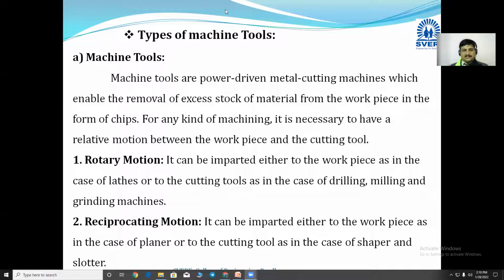Okay. Means you have understood the definition of the machine tool. Machine tool is nothing but a power driven metal cutting machine which is used to remove the excess material from the workpiece in the form of small chips. त्याचे जे तुकडे असतात ते काय पडतात? असे छोटे छोटे तुकडे पडतात. Those things are known by the name of the chips.